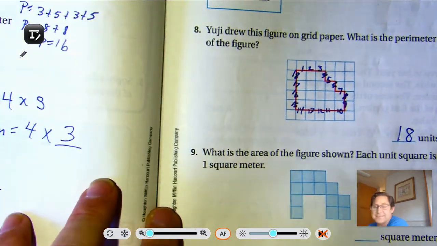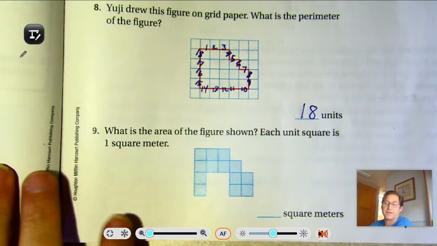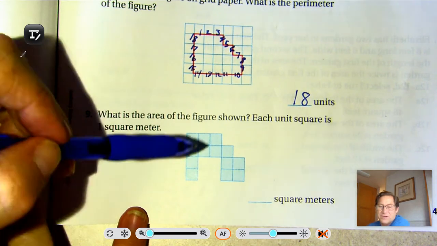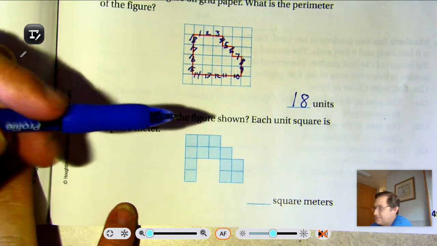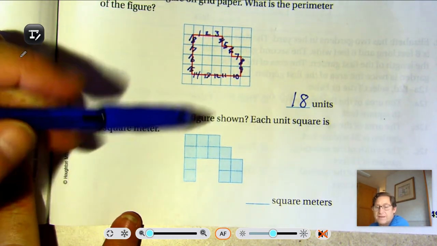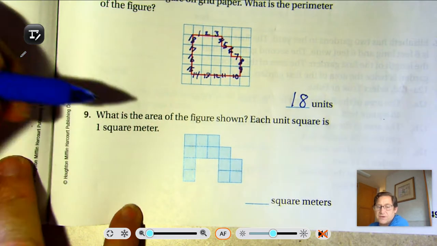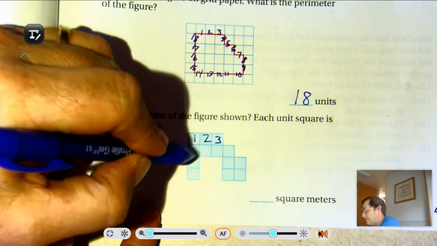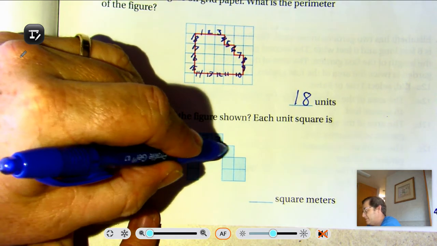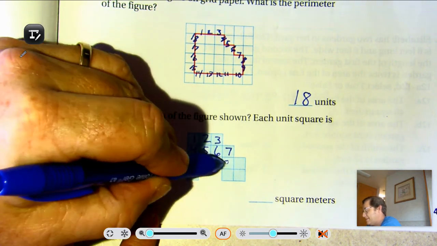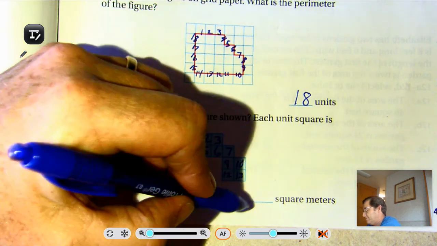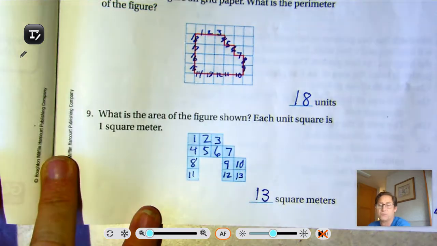9. What is the area of the figure shown? Each unit square is 1 square meter. Okay, so this is not one that we'd use multiplication on because it's not a rectangle. So why don't we just put the numbers and just count up the number of square units? 1, 2, 3, 4, 5, 6, 7, 8, 9, 10, 11, 12, 13. 13 square meters.